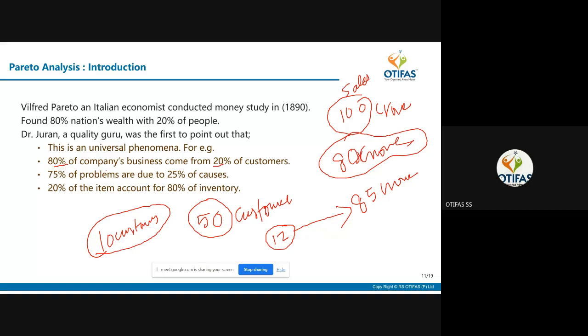So please do not confuse that 80-20 means both must add up to 100. 80-20 is a terminology used. It is also known as Pareto analysis. So these are two different things: one is business sales, the other one is customers. So 80% of your business comes from 20% of your customers. And it is true. If you have any company, just go and look. If you are joining any company, just do a Pareto analysis of business there. You'll be astonished to find it. It's a universal phenomenon. Juran said it is universal.